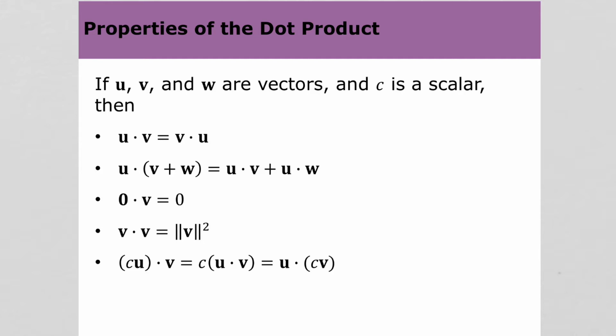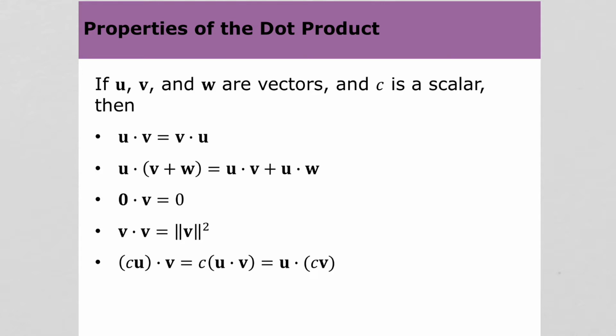V dot V is actually giving you the magnitude squared. The magnitude would be the square root of the A value squared plus the B value squared. And if you square that, then you take away the square root. So that's what you're getting with V dot V.